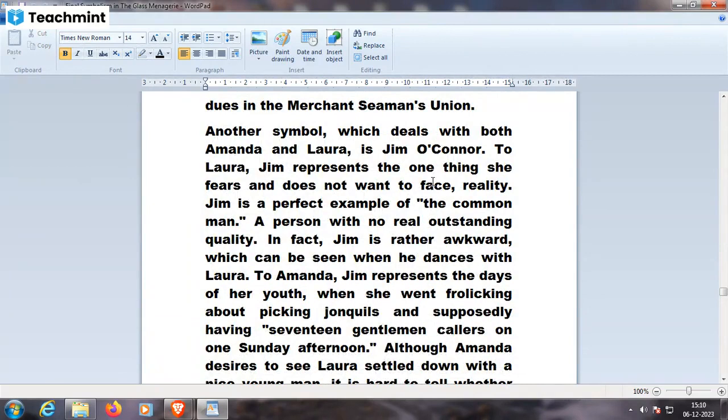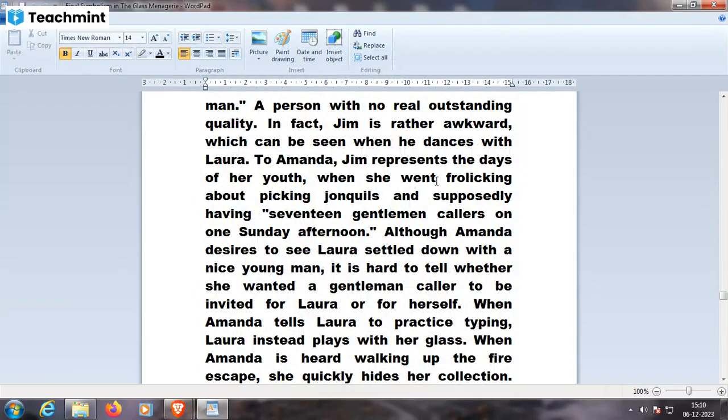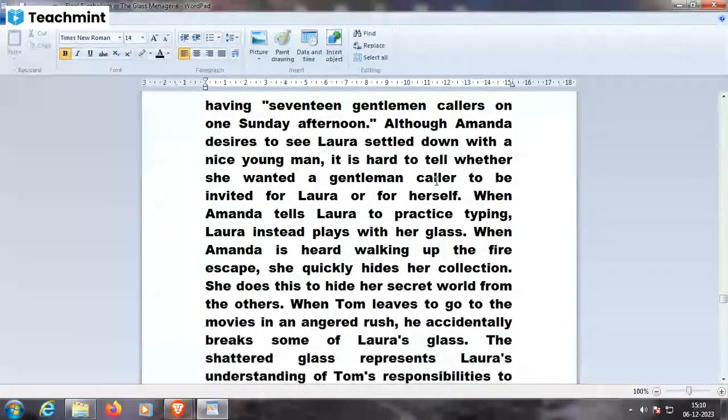Although Amanda desires to see Laura settle down with a nice young man, it is hard to tell whether she wanted a gentleman caller to be invited for Laura or for herself. When Amanda tells Laura to practice typing, Laura instead plays with her glass. When Amanda is heard walking up the fire escape, she quickly hides the collection. She does this to hide a secret world from the others.